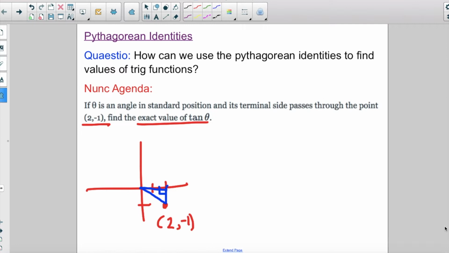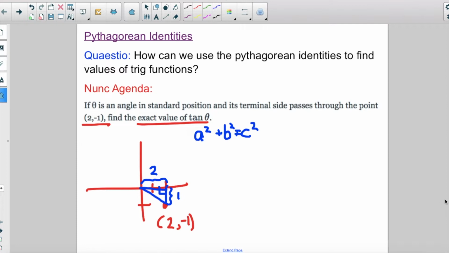Okay, let's label our parts of this. This distance here is a 2 because that is our x coordinate. This distance here is a 1. The reason why it's not a -1 is because distances can't be negative. Now to find the hypotenuse of the triangle, since it is a right triangle, we use a squared plus b squared equals c squared, which is our Pythagorean identity.